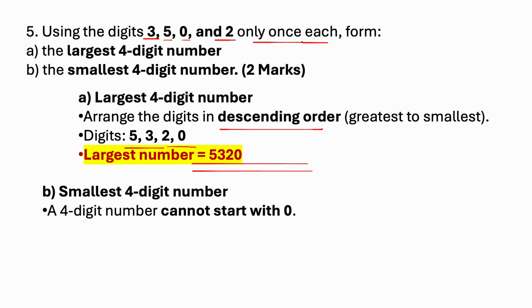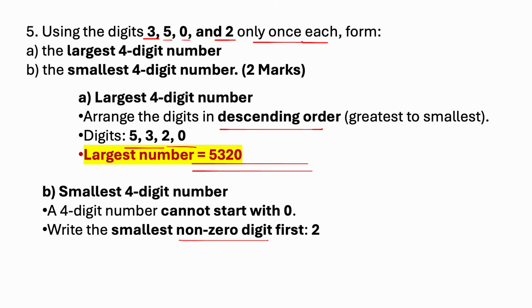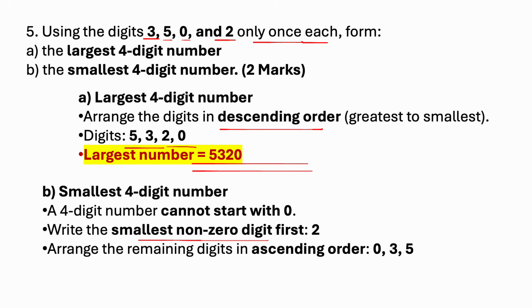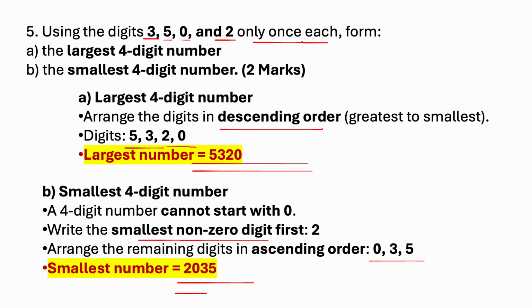A 4-digit number cannot start with 0. So write the smallest non-zero digit first. So here it is 2. We cannot write 0 in the first position because a 4-digit number cannot start with 0. So the smallest non-zero digit here is 2. Then arrange the remaining digits in ascending order. Remaining digits are 3, 5, 0. So in ascending order 0, 3, 5. So the smallest number is 2035.